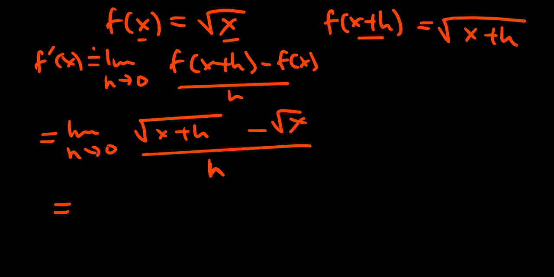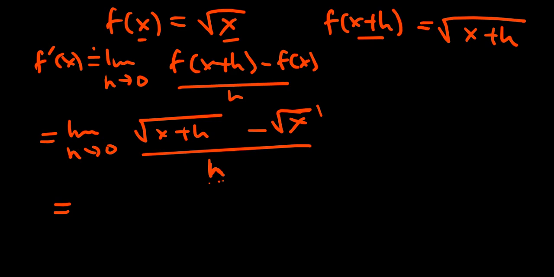I have this root of x plus h, like this. So at this point, what I can do is multiply by a conjugate of the numerator to get rid of this root, because at this point when I replace h with 0 here, it would be undefined, so I need to get rid of that and work it out.